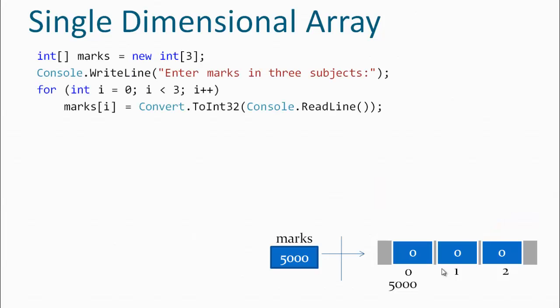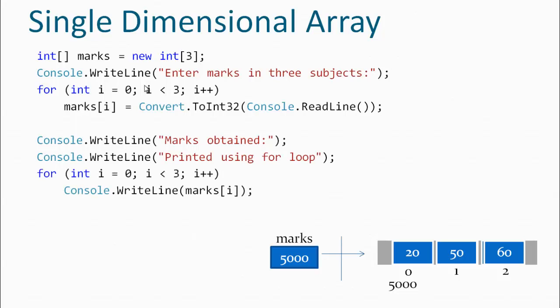Then we are asking the user to enter marks in 3 subjects. Using a for loop, we will read it. The value of i will be 0 in the first iteration, so marks[0], say the user has entered 20, then marks[1] 50, and then marks[2] 60. So this way we have read values. Then obviously when i equals 3, it will exit from this loop, and then you want to print these marks.